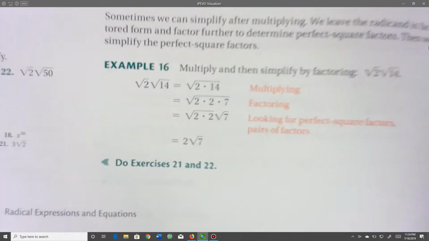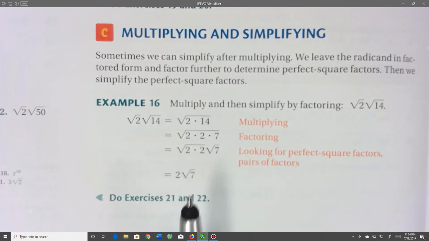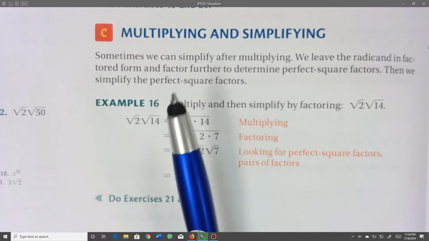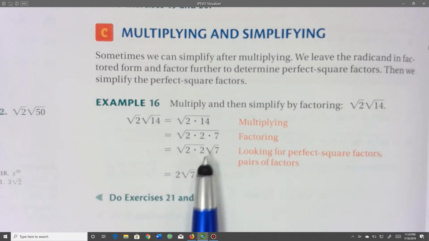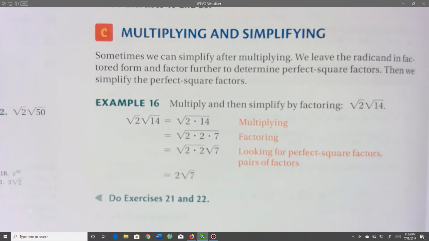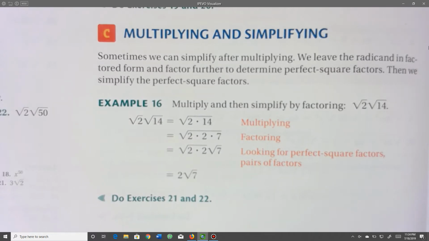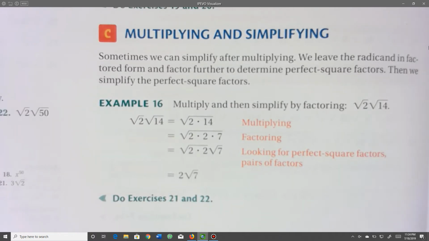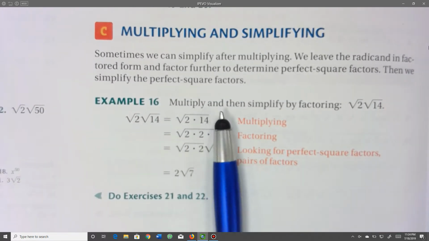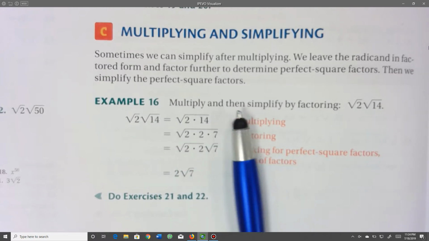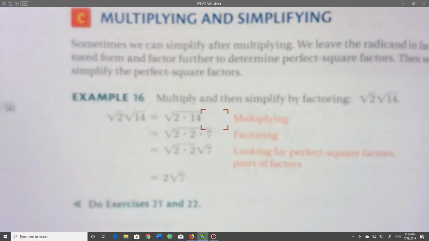We won't practice any of those here because this lesson is getting long already. So let's go ahead and move on to objective C, multiplying and simplifying. This is basically the same thing as we've been practicing, except they give us more complex problems, but that's okay. So let's go ahead and try some of this.